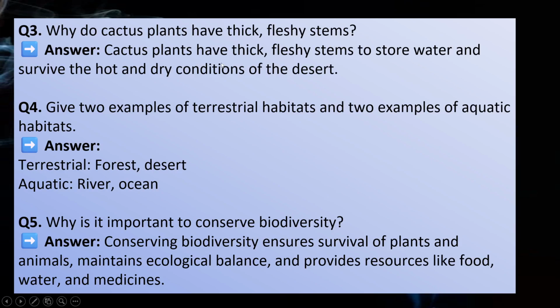Question number 3. Why do cactus plants have thick and fleshy stems? Answer: cactus plants have thick, fleshy stems to store water and survive the hot and dry conditions of the desert. Question number 4. Give two examples of terrestrial habitats and two examples of aquatic habitats. Answer: terrestrial: forest, desert; aquatic: river, ocean.